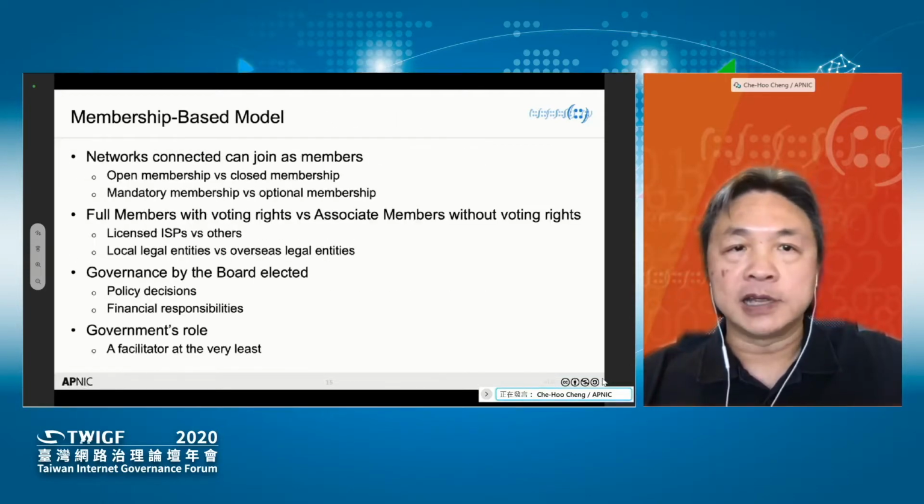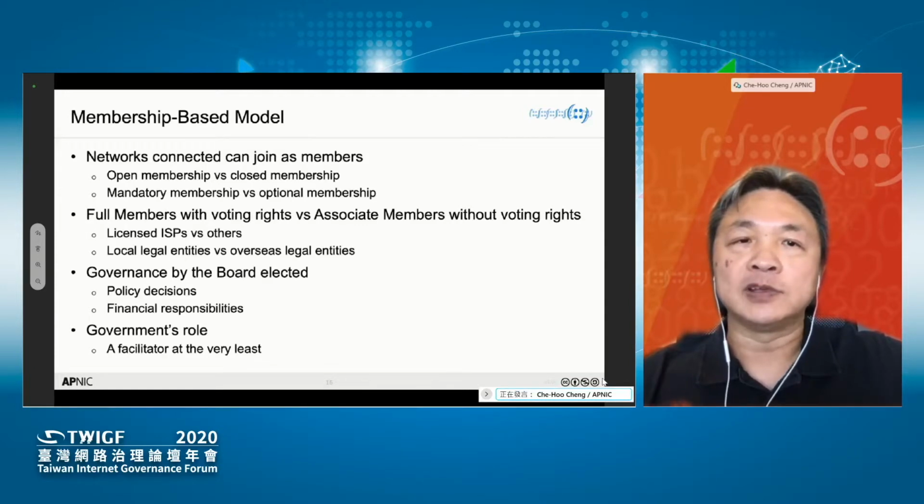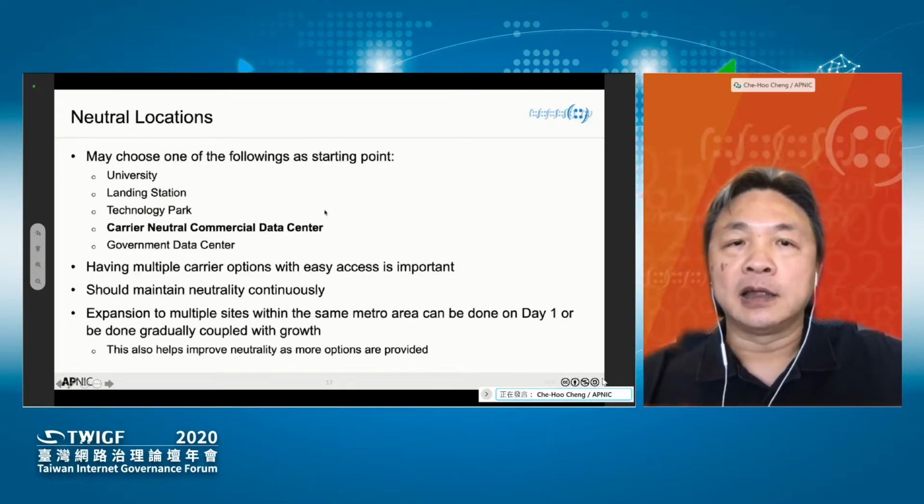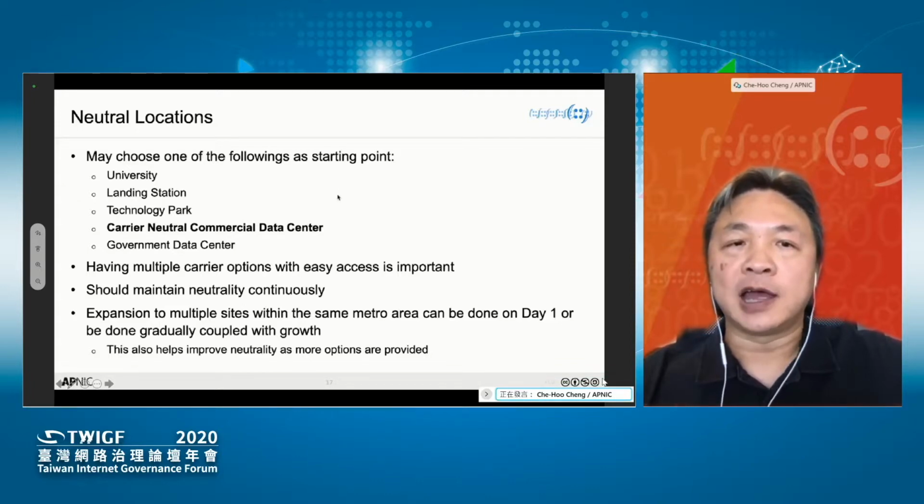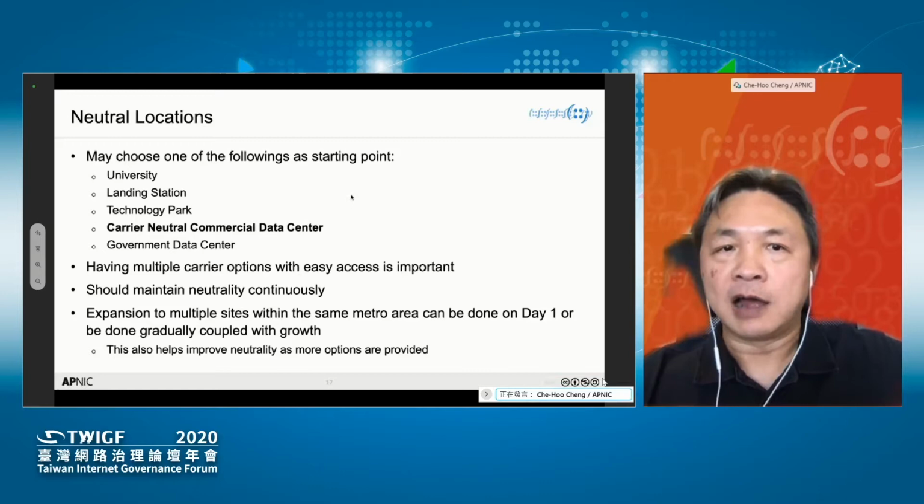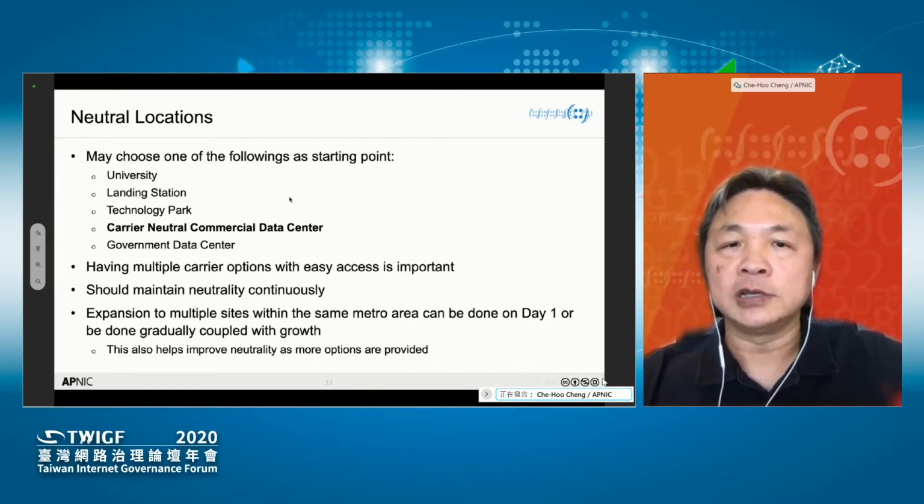I won't talk about this. For the not-for-profit setup, I would say a membership-based model would be the best. One important thing you need to consider is to start your IX in a more neutral location, like maybe a university. I forgot to mention I was with HKIX, the Hong Kong Internet Exchange, before. HKIX was set up in a university, and now is one of the biggest in the region.